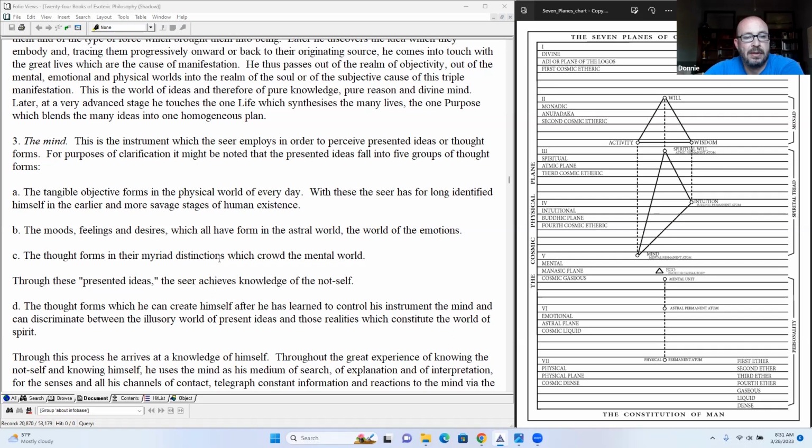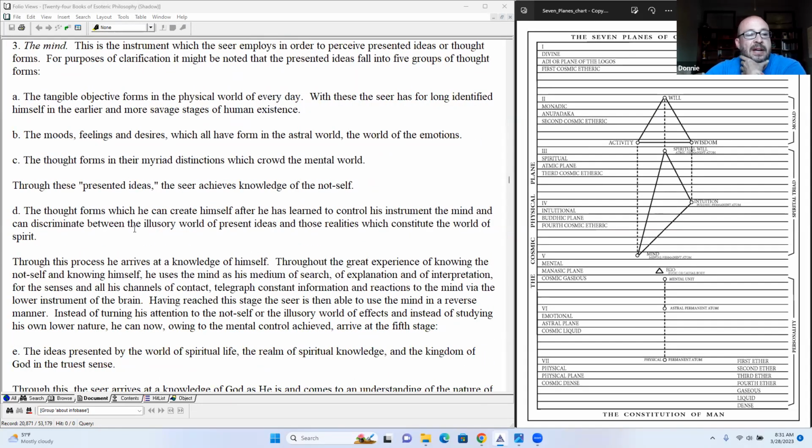And then we have the thought forms and their myriad distinctions, which crowd the mental world. So now we're coming back up and we're moving up into the mental plane here. And we're talking about the thought forms, generally, AKA symbols and meaning. And through these presented ideas, the seer achieves knowledge of the not self. We're learning about this place down here. And then we have the thought forms which he can create himself after he has learned to control his instrument, the mind, and can discriminate between the illusory world of present ideas and those realities which constitute the world of spirit.